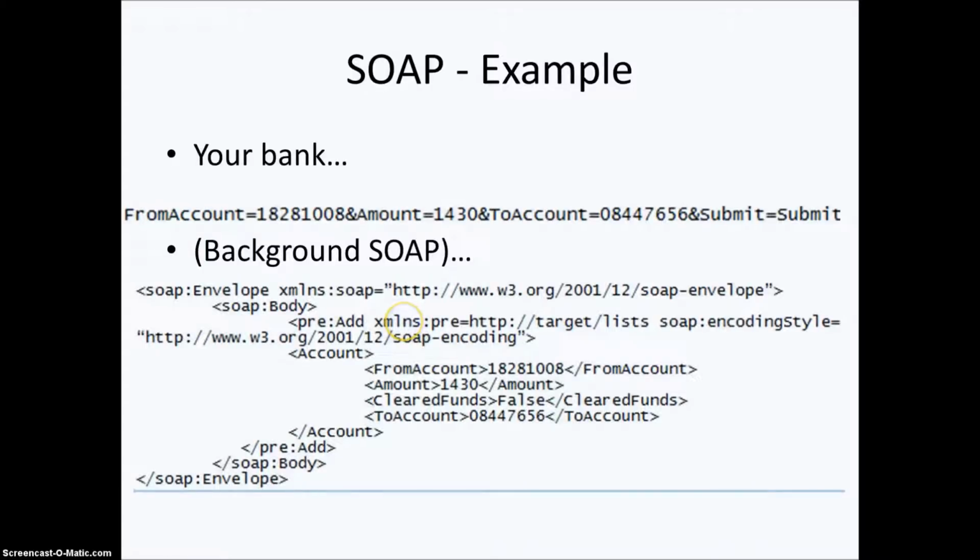So let's take a look at an example real quick. Let's say you go to your bank and you decide you want to transfer some money from account 1828100 to some other account. You want to transfer $1,400, right? So these are the HTTP parameters that get passed to the server. In the background, this gets translated into a SOAP message that gets sent between two back-end machines. Notice how the values correspond to the tags in the SOAP message, and also notice that there's a clear funds parameter that's added and it's set to false, probably because there weren't enough funds in the account for this transaction to happen.